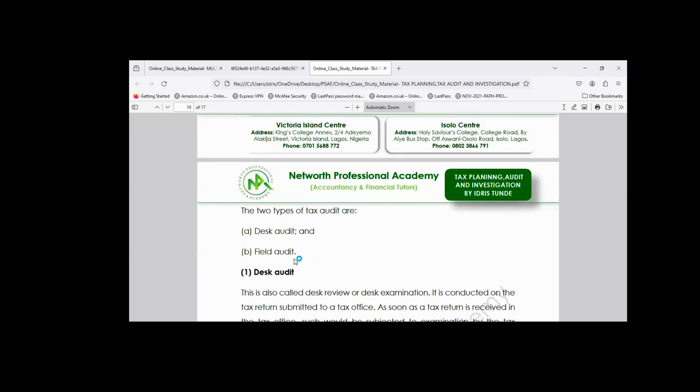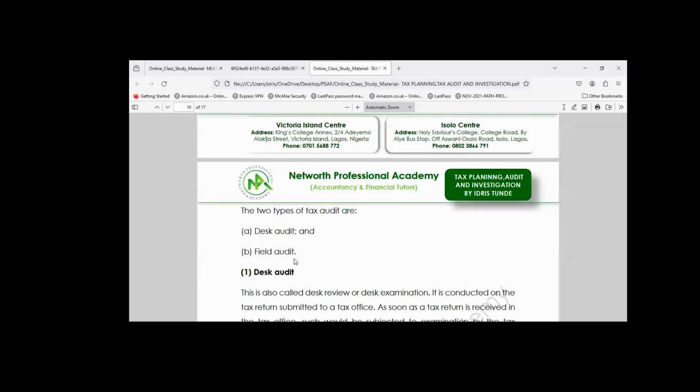Another type of tax audit that we have is field audit. Field audit is carried out in the premises of the taxpayer. In this case, the tax authority will go to the office of the taxpayer and carry out the field audit. Field audit is more encompassing than desk review. It is more detailed than desk review.